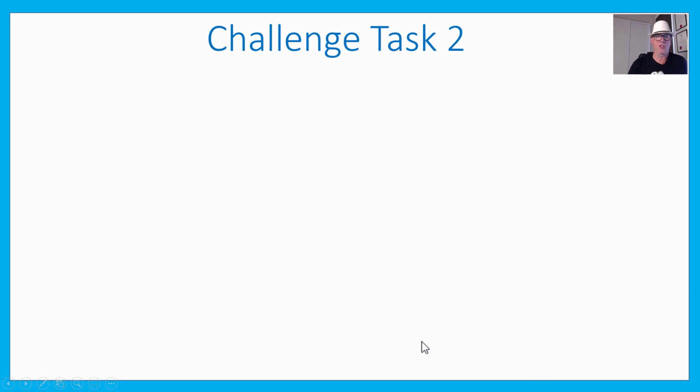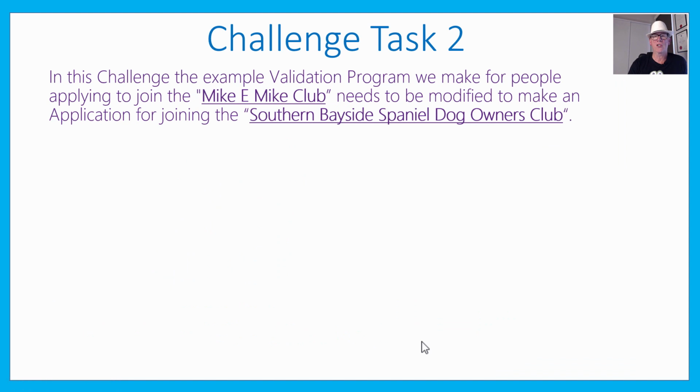All right, so that'll be your first challenge task. And the second challenge task, we're going to make this example validation program using arrays for people who join this club called the Mike Club, and more about that later on. And then once that's done, and we've shown you how to do that, it shouldn't be too hard for you to make this application for joining the Southern Bayside Spaniel Dog Owners Club.